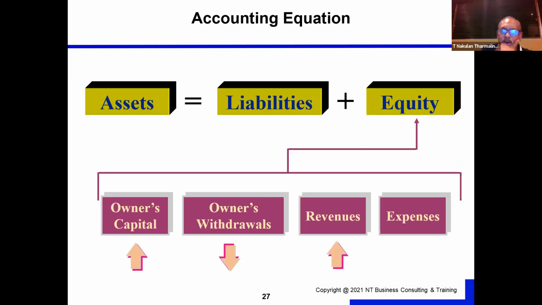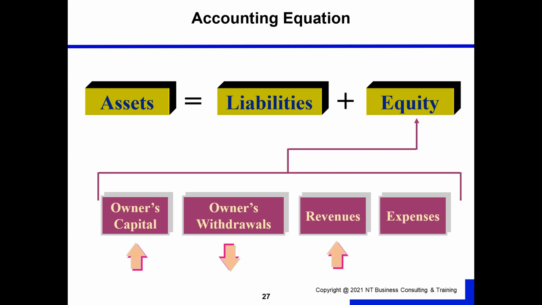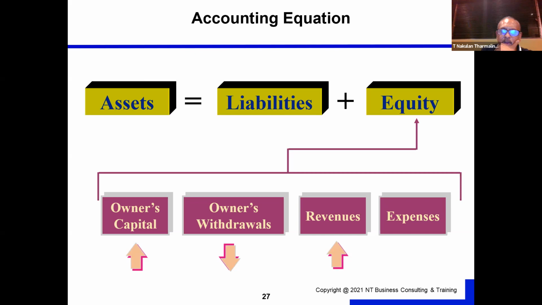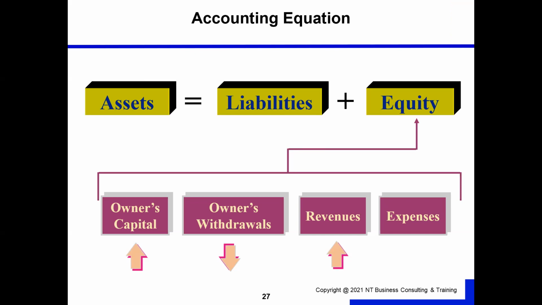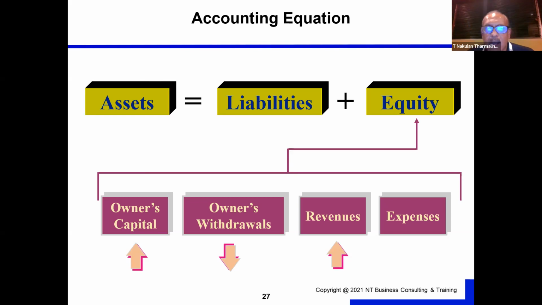Which one? Asset equals liabilities plus equity. But liabilities is what I owe people. Yeah. So how is it an asset? How does it add up to become an asset? Shouldn't it be assets?